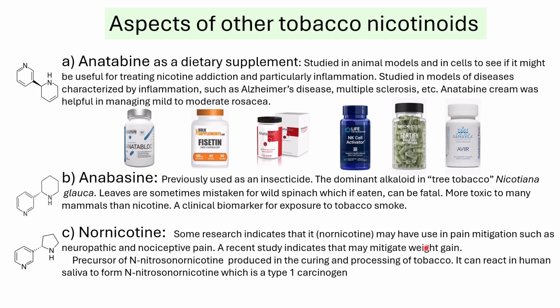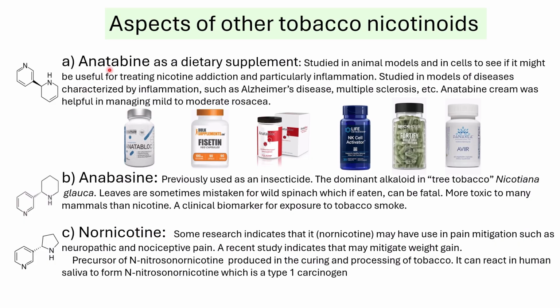Let's also take a look at other tobacco nicotinoids, because in tobacco you have not only nicotine and its enantiomer, you have anatabine, you have anabasine, and you have nornicotine. All of these are chiral as well.